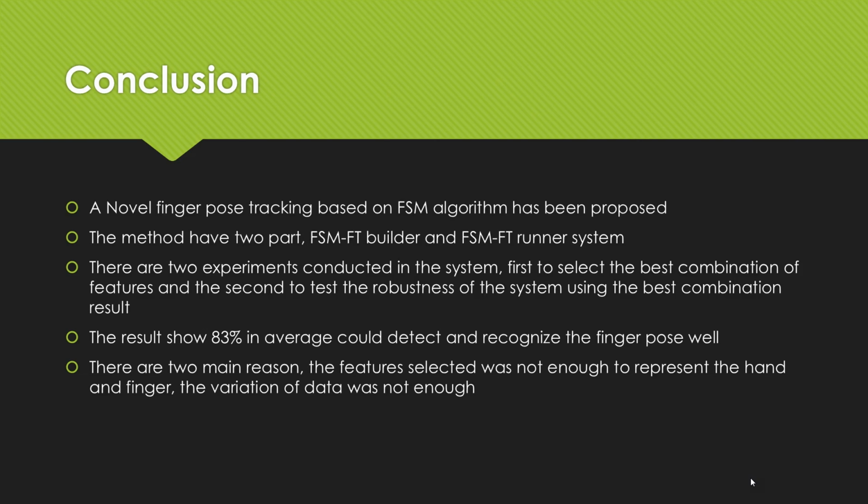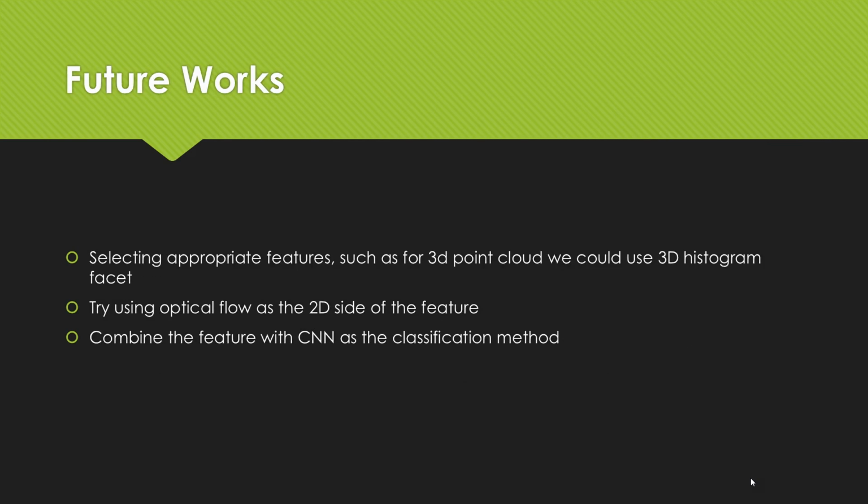The result of the small tree shows that we get 83% on average, so it could detect and recognize the finger pose well. The result is not very high for 2 main reasons. The first is that the features selected were not enough to represent the hand and fingers, and also the variation and the amount of data that we collected is still not enough. So we need to select more appropriate features, for example, change the 3D finger position into the 3D point cloud.